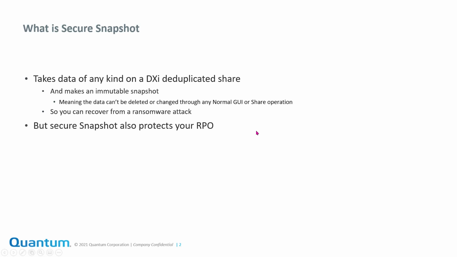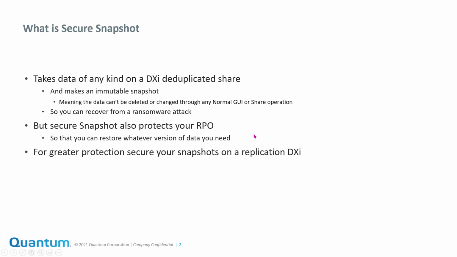Now, Secure Snapshots also protect your recovery point objectives so that you can restore whatever version of data you need. So just like with the snapshots that protect you from ransomware, you can have a different snapshot from every day for the last 30 days, whatever. So you can go to any day from the last month and restore the data as it was on that day.